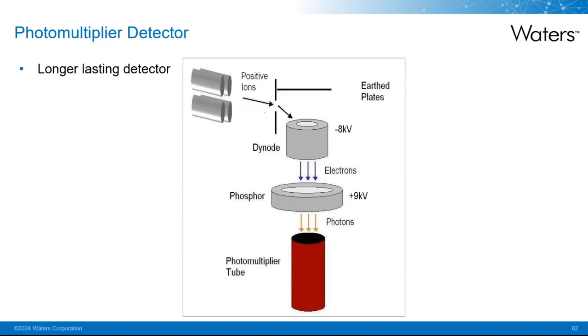In photomultiplier detectors, which are an alternative option, ions strike a conversion diode and generate electrons, and these strike a phosphor screen, and the phosphor emits photons. Keeping the photomultiplier permanently under vacuum prevents contamination and allows the detector to maintain its performance for considerably longer periods than the conventional electron multiplier. This detector is used in nearly all of Waters' quadrupole-based mass spec systems.